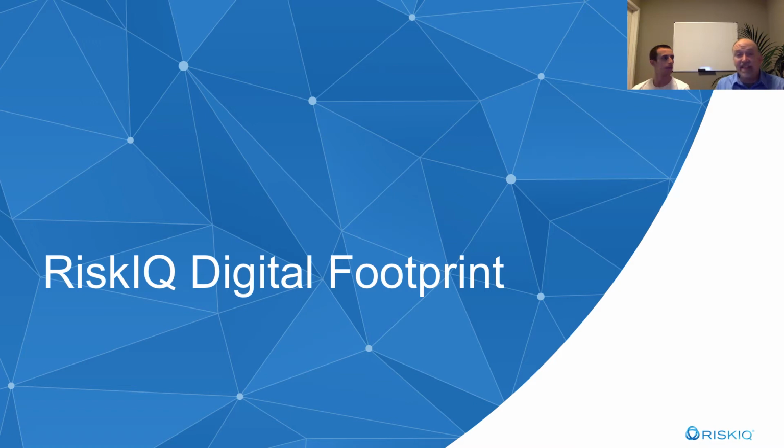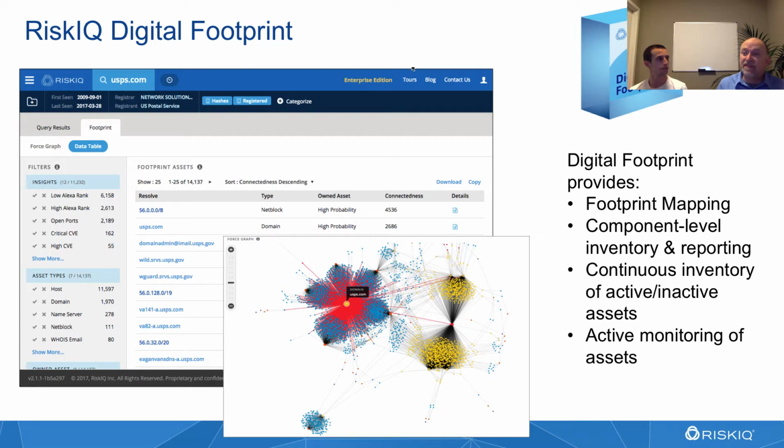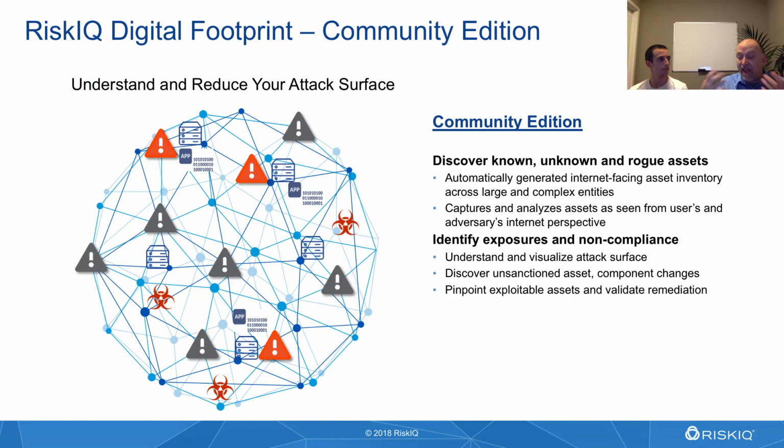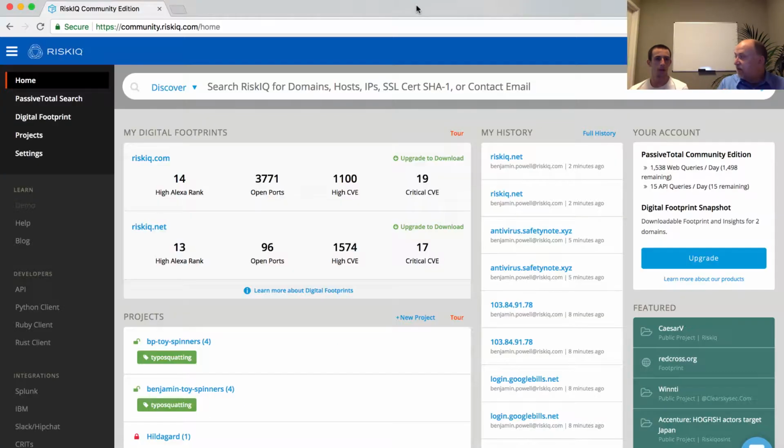The next thing we're going to discuss is digital footprints. With digital footprints, it is your view of the world on the internet, how you look on the outside, and it's your piece of the internet. So when you log into Community Edition, if you sign up with a corporate email address, what we'll actually do is take that email address, the domain associated with it, and we'll build out a footprint for your organization. In this particular case, we have RiskIQ.com and RiskIQ.net that are available to us.